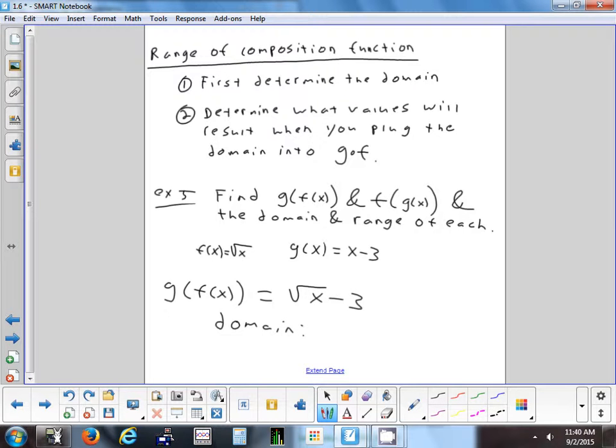Okay, domain. Check two things. Check the original, f of x, that's what's on the inside, and then check the final. There is a restriction on the domain for f of x. I have to pick values greater than or equal to 0. In my final function, there's another restriction. I have to pick values greater than or equal to 0. It's the same restriction. So we don't gain any new restrictions here. Just make sure you pick x's greater than or equal to 0.